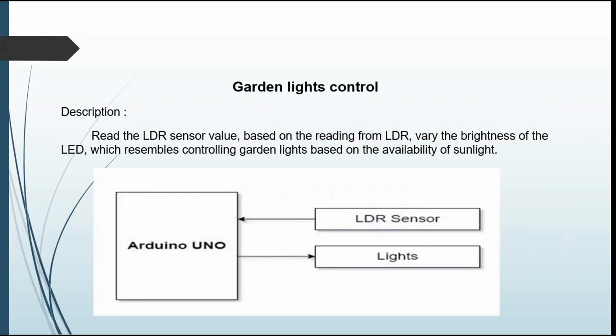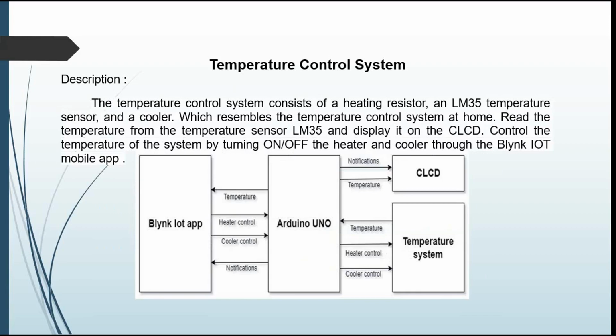Arduino Uno is connected to LDR sensor and light. Based on LDR sensor, LED brightness changes. LDR sensor and light are inversely proportional to each other. Their brightness is inversely proportional to each other. This is temperature control system.